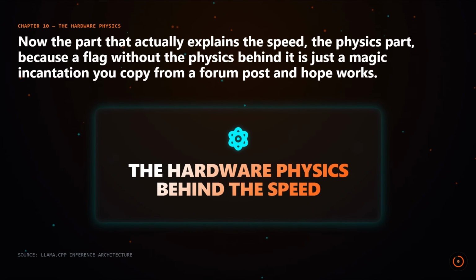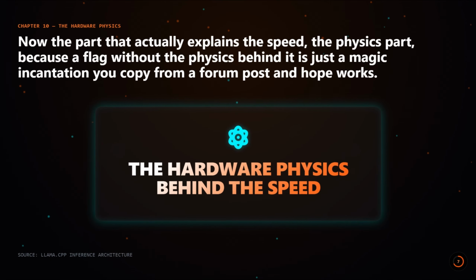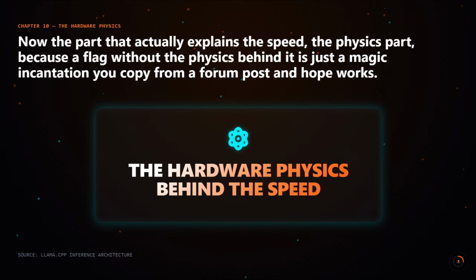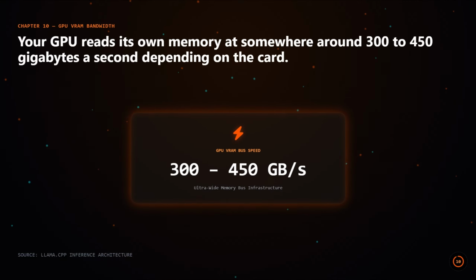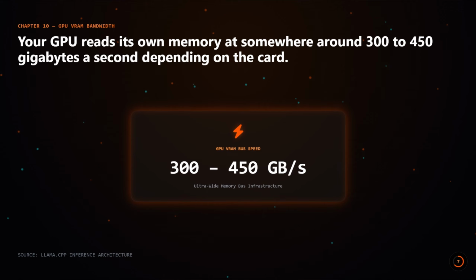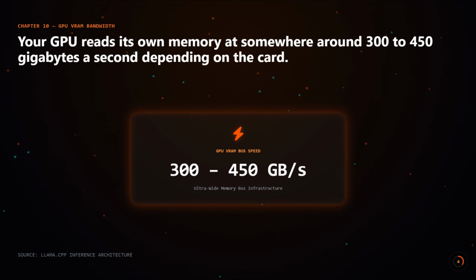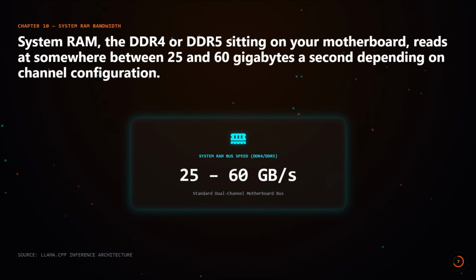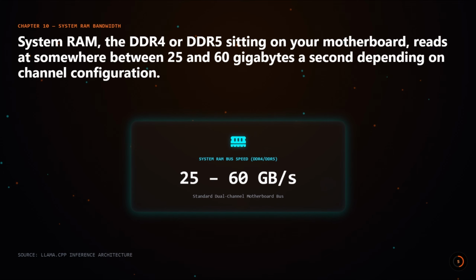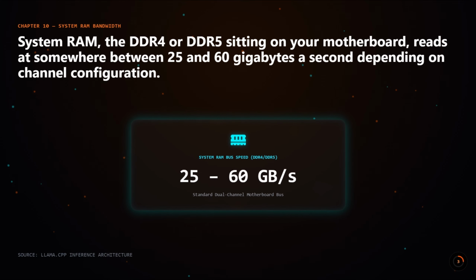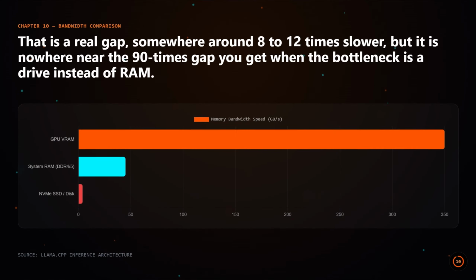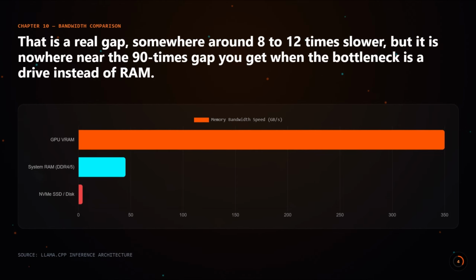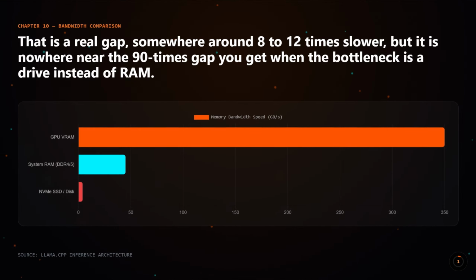Now, the part that actually explains the speed, the physics part, because a flag without the physics behind it is just a magic incantation you copy from a forum post and hope works. Your GPU reads its own memory at somewhere around 300 to 450 gigabytes a second, depending on the card. System RAM, the DDR4 or DDR5 sitting on your motherboard, reads at somewhere between 25 and 60 gigabytes a second, depending on channel configuration. That is a real gap, somewhere around 8 to 12 times slower. But it is nowhere near the 90 times gap you get when the bottleneck is a drive instead of RAM.